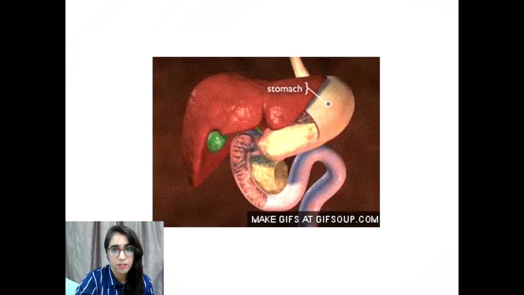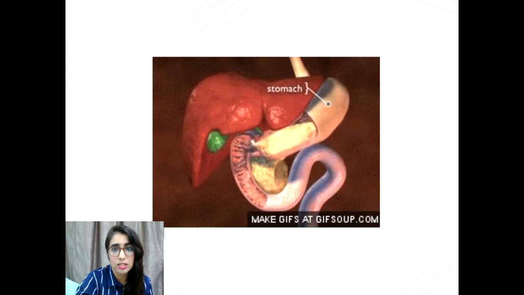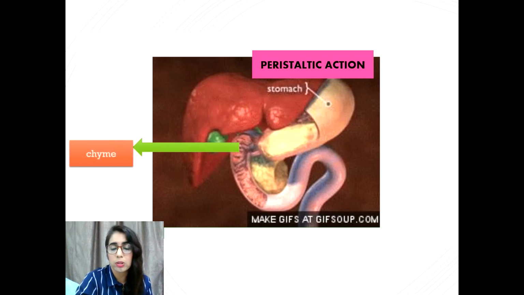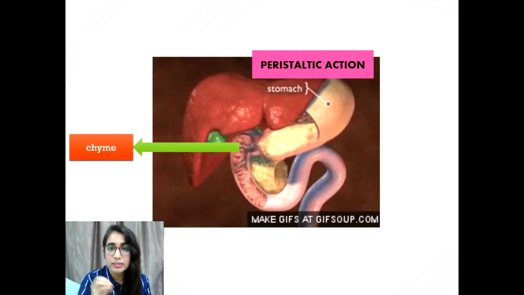Now the food in the stomach is mixed with gastric juice made up of hydrochloric acid and pepsin. Food is churned by peristaltic action of the stomach walls for a few hours, and the content of the stomach finally will change into a semi-fluid called chyme. Chyme will then enter the duodenum slowly when the sphincter muscle relaxes. Okay?